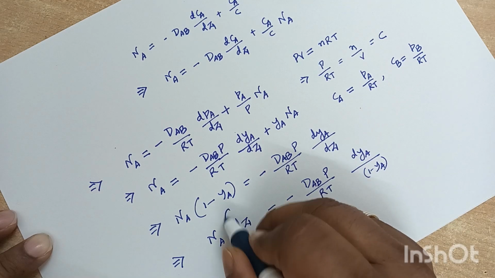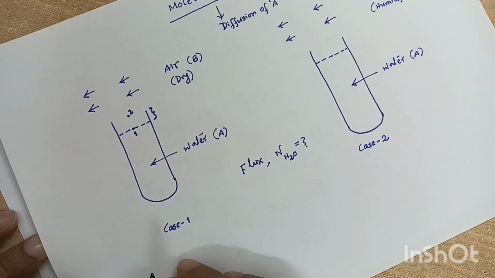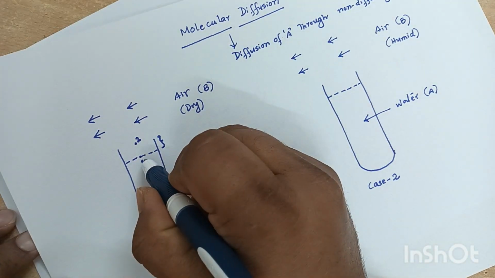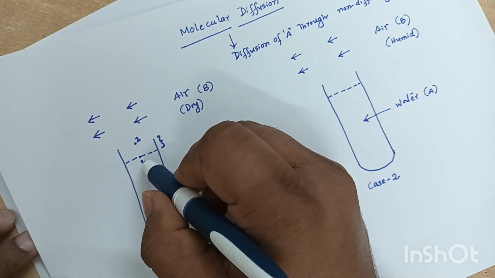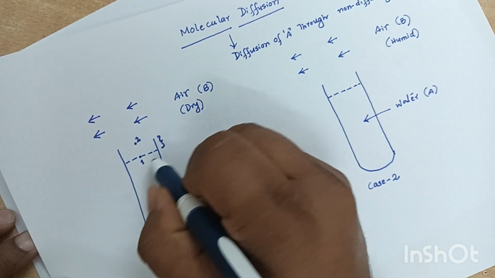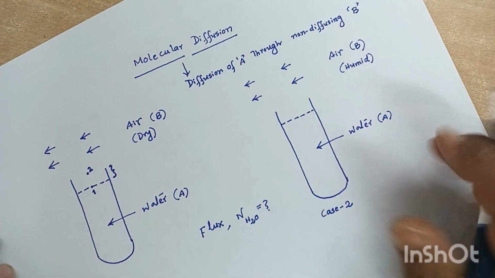And if you do the integration between two different points, as I have shown in the sketch, this is point 1, this is point 2. So corresponding to point 1, mole fraction is going to be yA1, corresponding to point 2, mole fraction is going to be yA2.